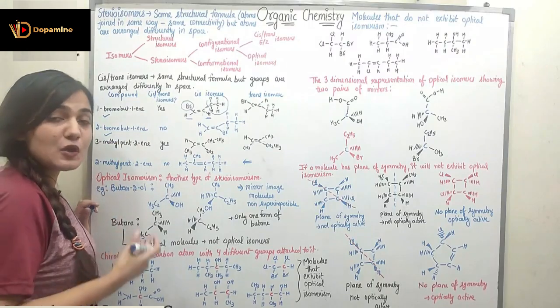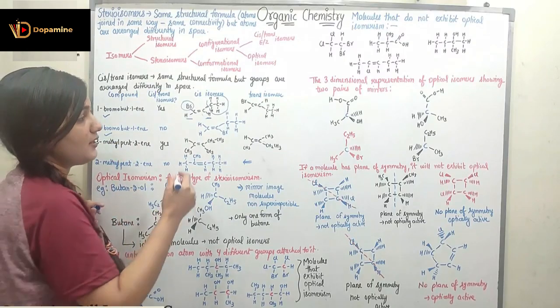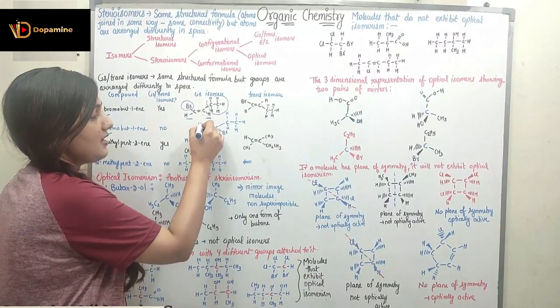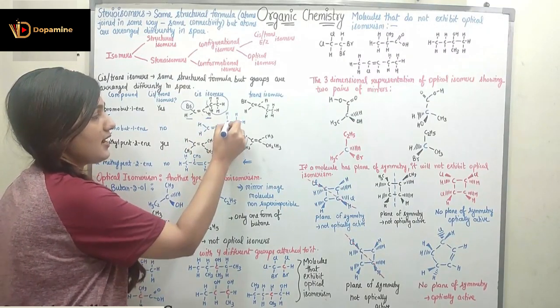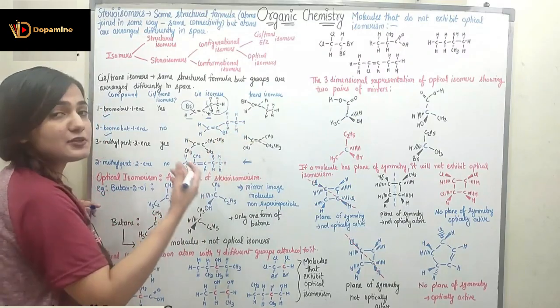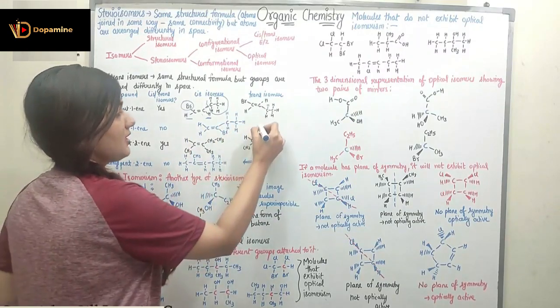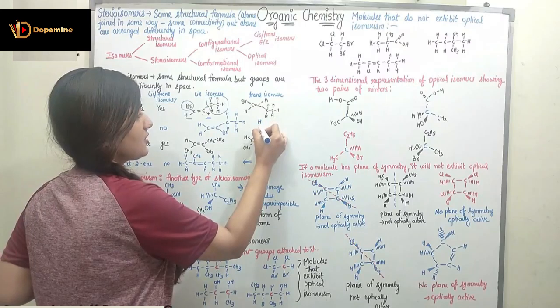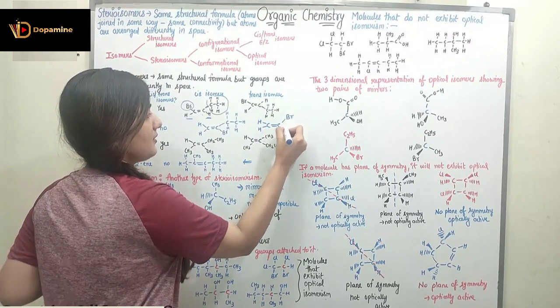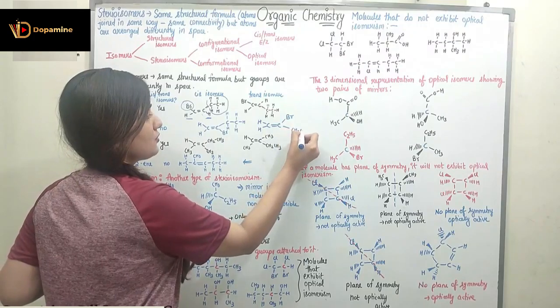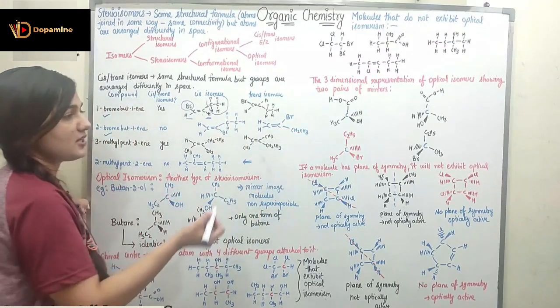2-bromo-but-1-ene, it is not having any cis-trans isomer. Why? Because here if I change even the position of these H, H and these Br and CH2, CH3, then also I will be getting the same structure, right? So I will be getting H, carbon, double bond, carbon, Br, CH2, CH3. So this is the same structure.